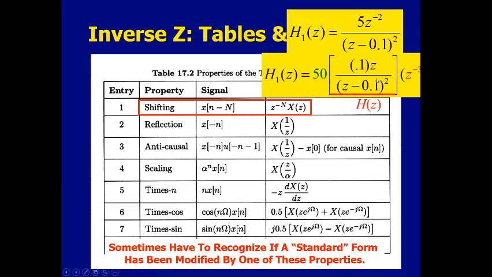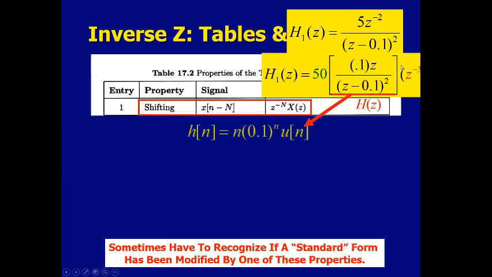The best match we have for it is alpha z over z minus alpha quantity squared, where alpha is 0.1. And again, we'd have to scale it by 50 to correct the amplitude of the numerator constant. To get to the z to the minus 2 in the numerator, with that assumption, I would have to multiply by a z to the minus 3, which implies a time shift by 3 samples. So I'll do the inverse transform of our assumed function here with it scaled, and then apply the time shift property after that.